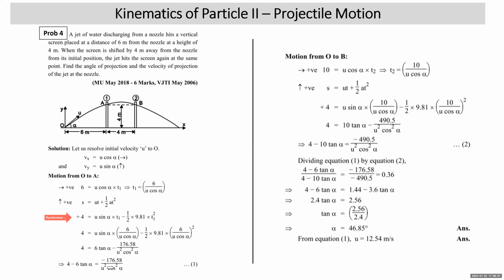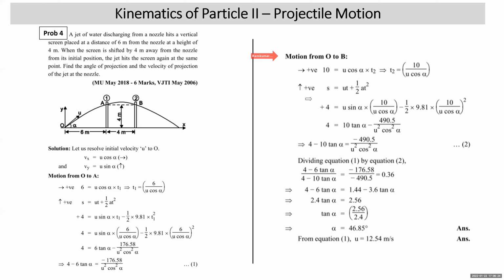Identically, I'll write the equations of motion from O to B, and I'll get another equation of the same type, and then the two equations will be solved for u and alpha. Now we write motion from O to B. The O to B horizontal distance is 10, that is 6 plus 4. The initial velocity component in the horizontal direction is u cos alpha into time, say t2. T2 is 10 upon u cos alpha.